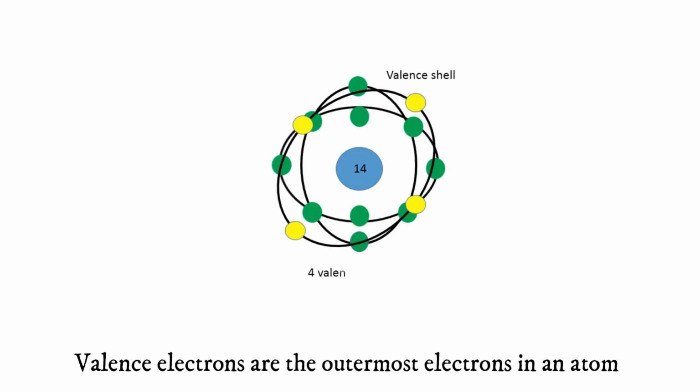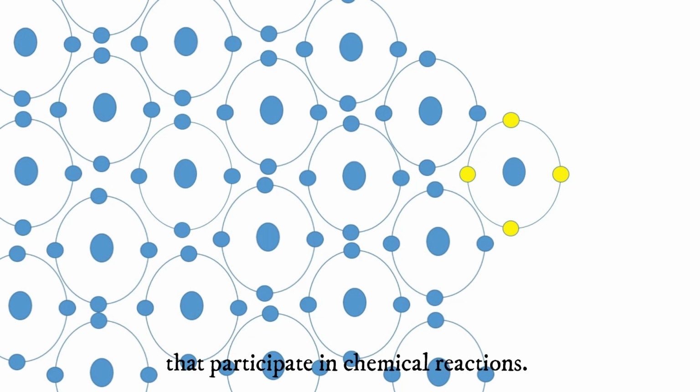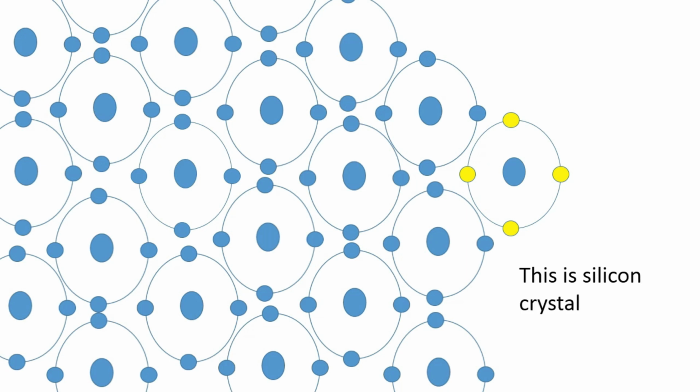Valence electrons are the outermost electrons in an atom that participate in chemical reactions. This is a silicon lattice, with 4 valence electrons.